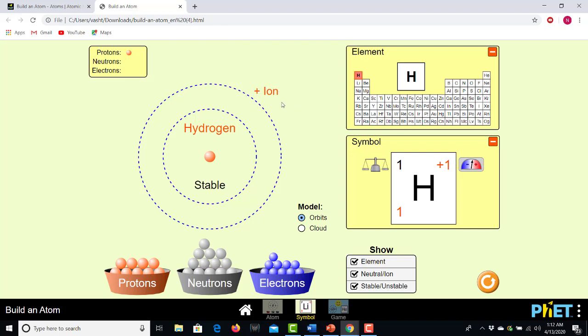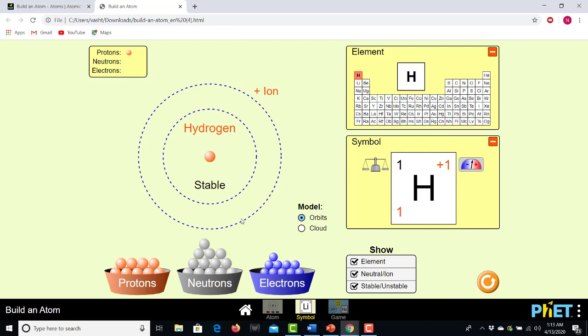An ion is a species in which the number of protons and the number of electrons is not equal. In this case, the number of protons is greater than the number of electrons because there's only one proton and there are no electrons. And so we have a positively charged ion, and it's called a cation, the hydrogen cation. The hydrogen cation is also called a proton. You'll deal with protons quite a bit when we get to acids and bases.